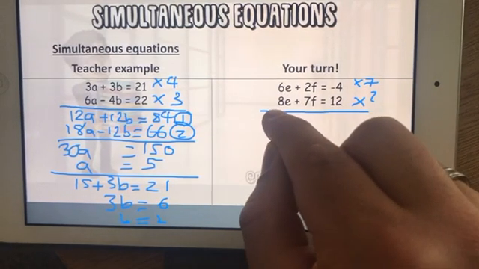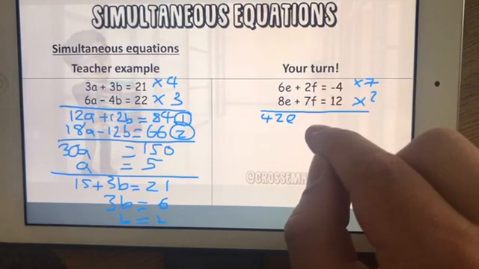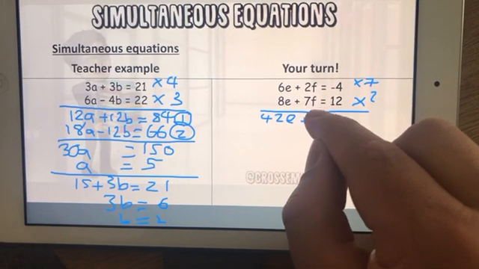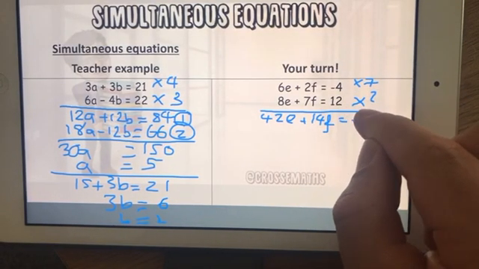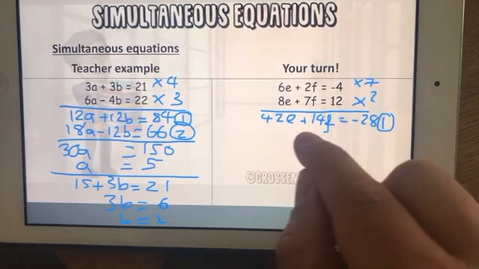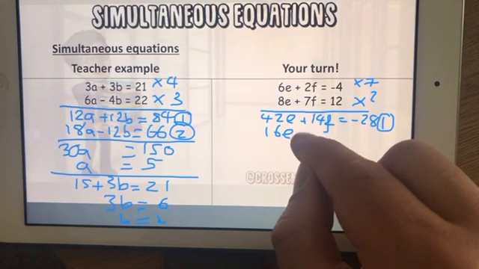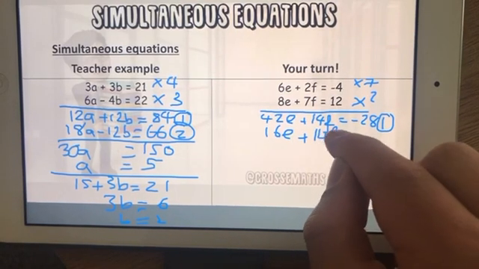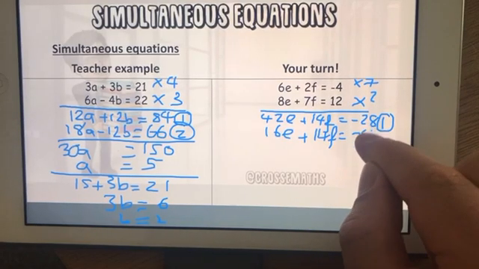All of this times 7. 7 times 6e is 42e. 7 times 2f is 14f. 7 times 4 is negative 28. That's equation 1. Then on the bottom, times it by 2, I end up with 16e plus 14f. Okay, 12 times 2 is 24.